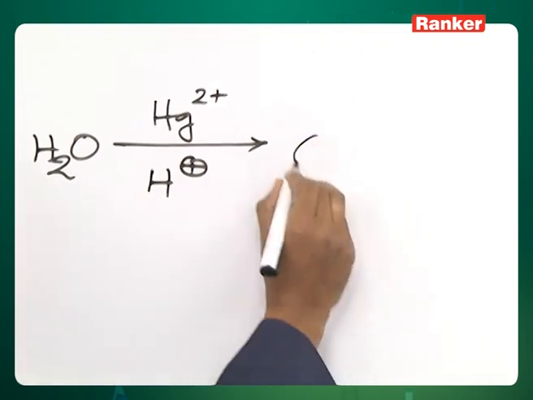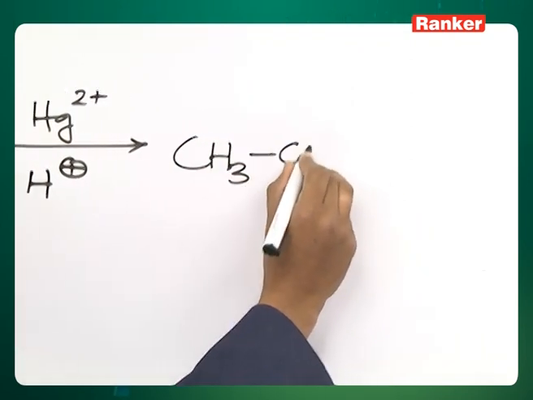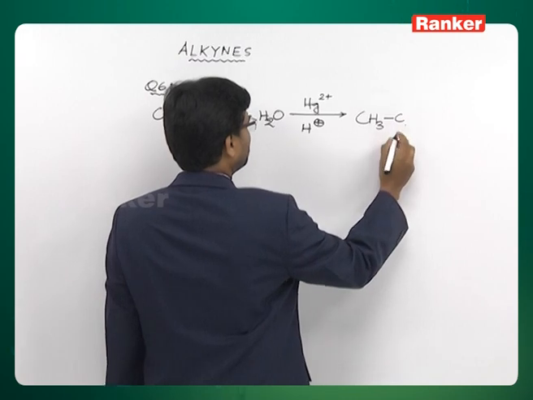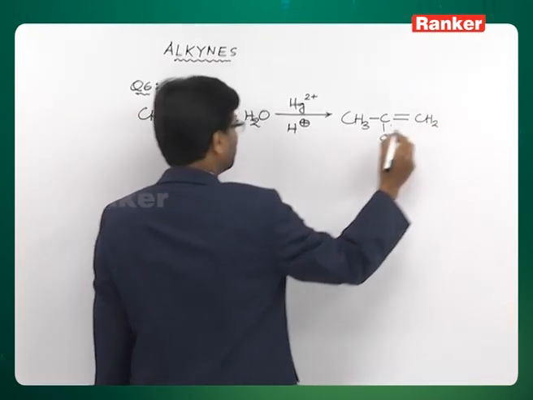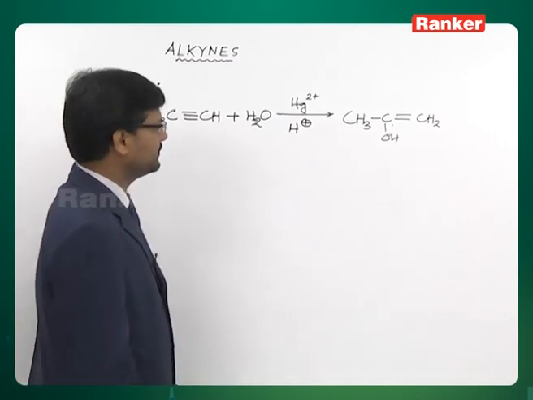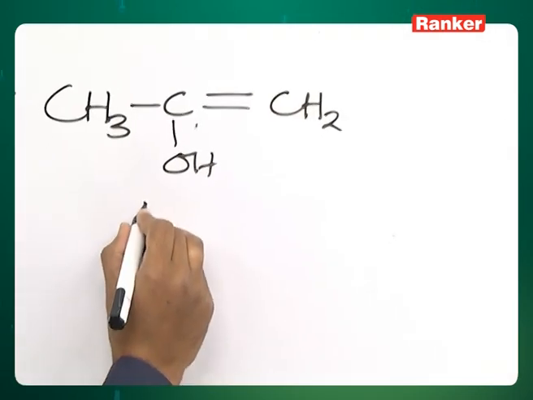We initially get propenol. This is due to Markovnikov addition of water. Then this will undergo tautomerism.